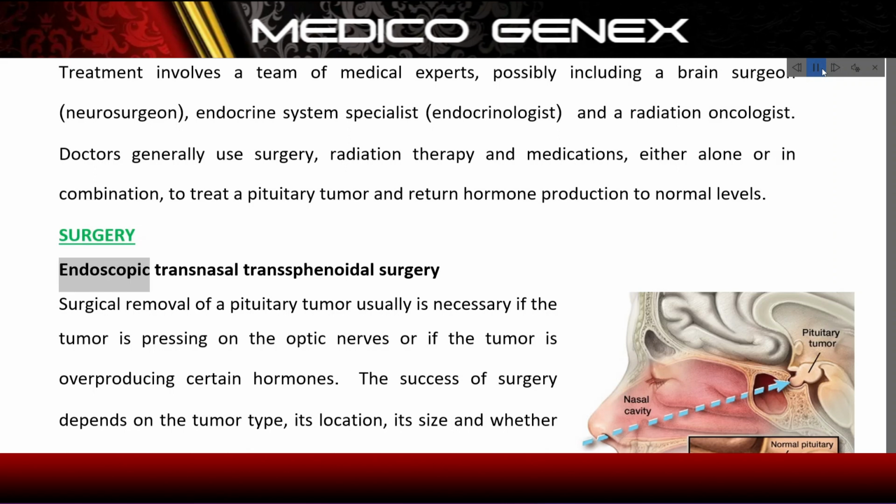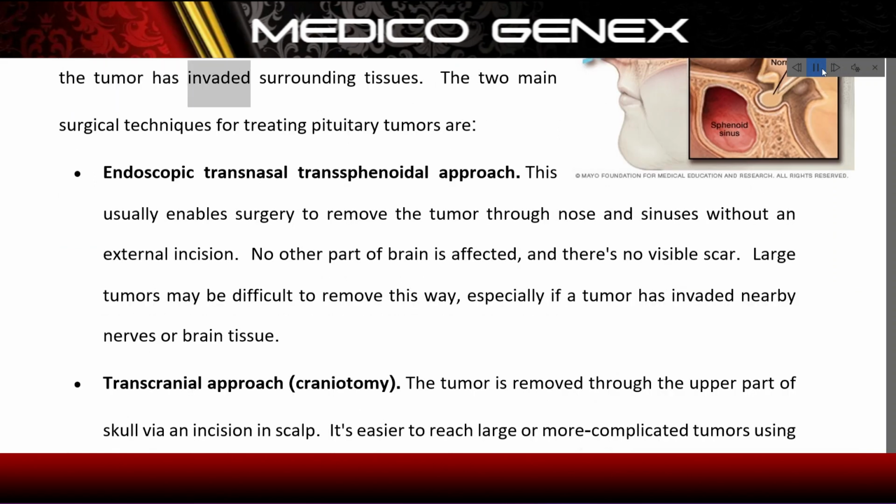Surgery. Endoscopic transnasal transsphenoidal surgery. Surgical removal of a pituitary tumor usually is necessary if the tumor is pressing on the optic nerves or if the tumor is overproducing certain hormones. The success of surgery depends on the tumor type, its location, its size, and whether the tumor has invaded surrounding tissues.